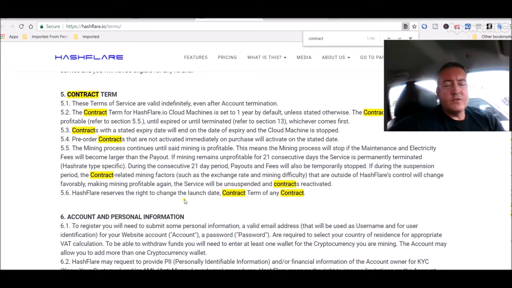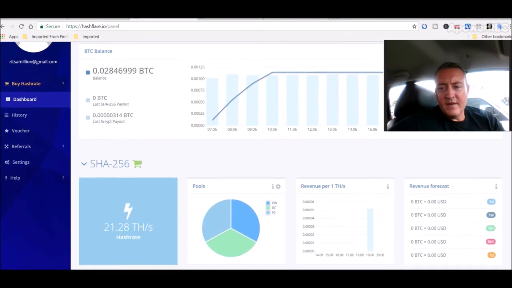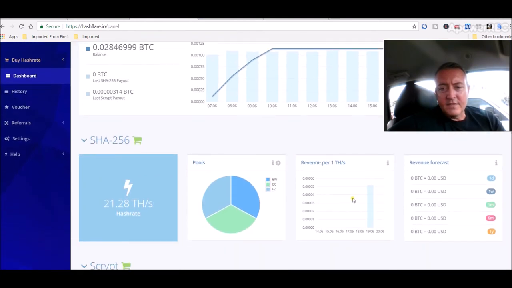During the consecutive 21-day period, payouts and fees will also be temporarily stopped. As you can see, if we scroll down right here, there's blank. It's just blank right here. 14th, 15th, 16th, 17th, 18th, and before that. Then on the 19th, I got a payout, and today, no payout thus far.